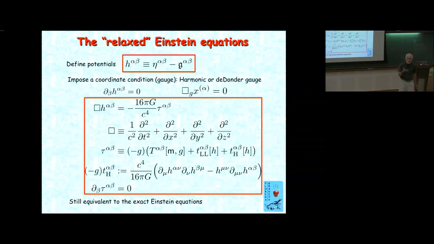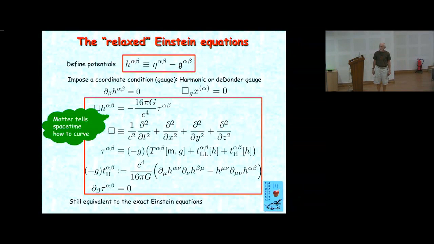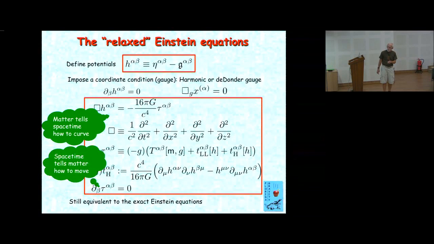If you've not seen it before, I know it seems very strange compared to the standard way of thinking about general relativity, but it turns out to be very powerful. This part embodies Wheeler's statement that matter tells space-time how to curve. Here's the matter, and it's telling space-time how to curve. And then this equation, once you've got H, you plug it into here, and this tells matter how to move. So you've kind of split the problem up into two.